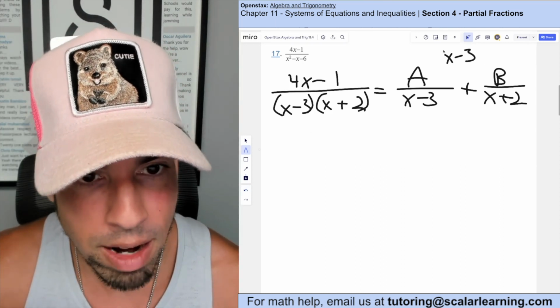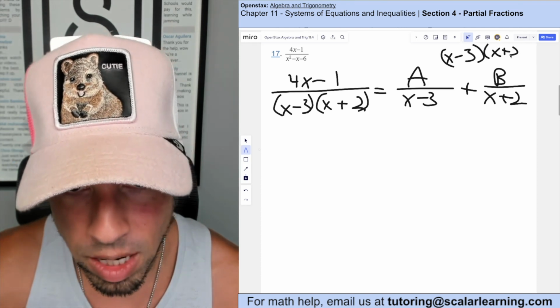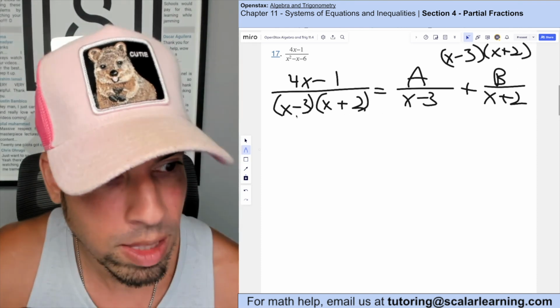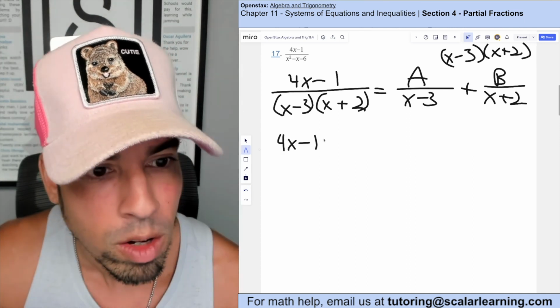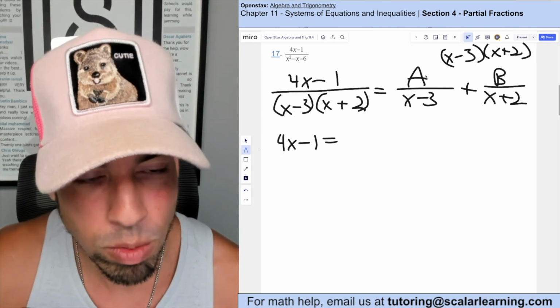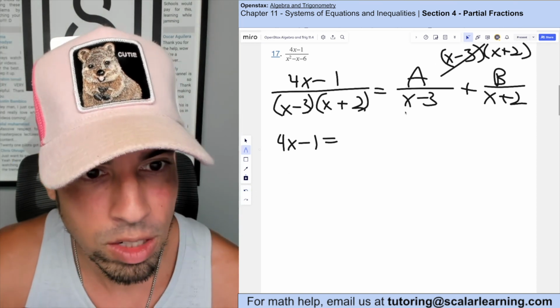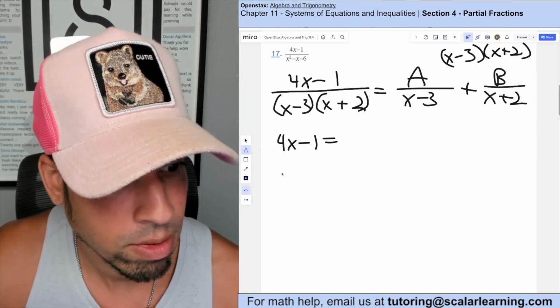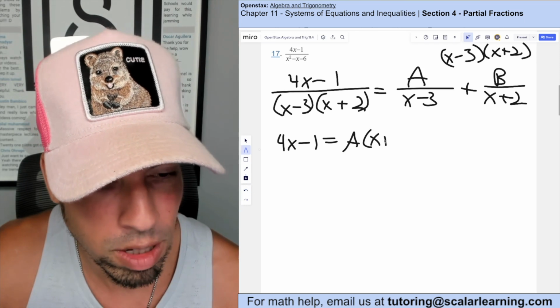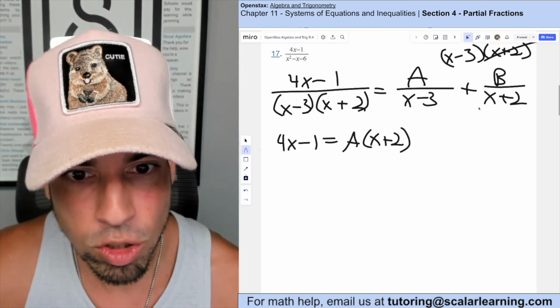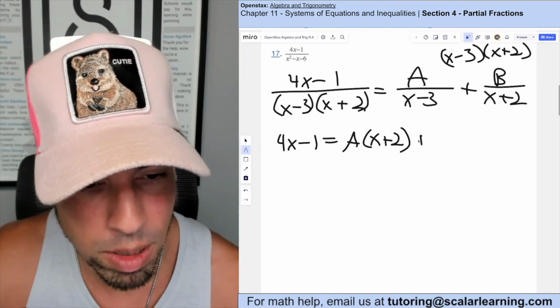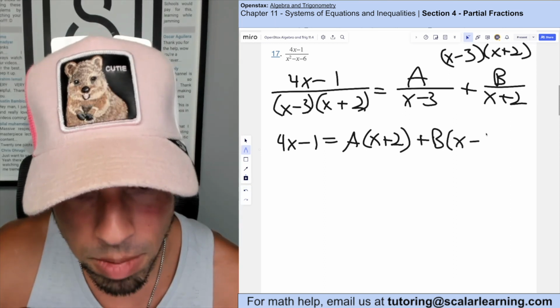Now we're going to multiply by this denominator against both sides. So we're going to multiply everything by x minus 3 times x plus 2. Now, when I multiply the left side, of course, it's going to cancel out the denominator. We're left with 4x minus 1. When I multiply the right side, first when I multiply against this term, these are going to cancel out. And then we have a times x plus 2. When I multiply it against this term, the x plus 2's are going to cancel out. So then we have plus b times x minus 3.